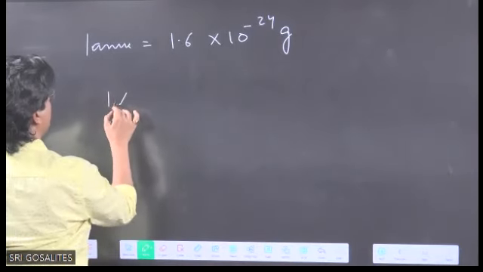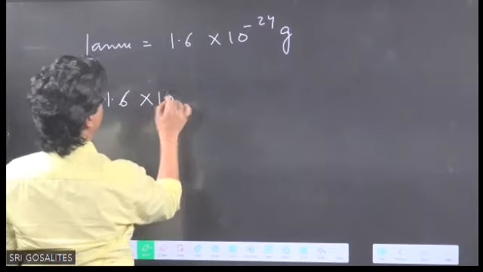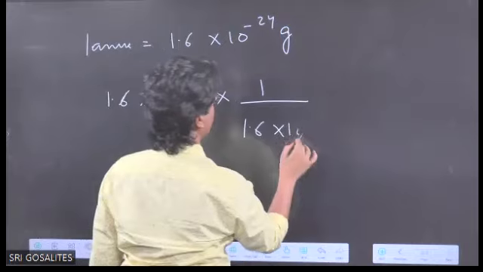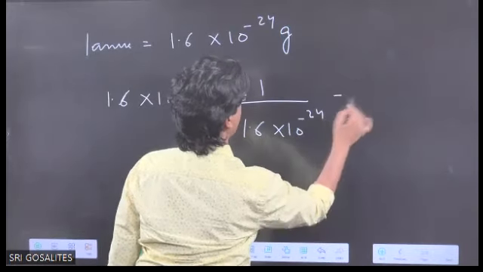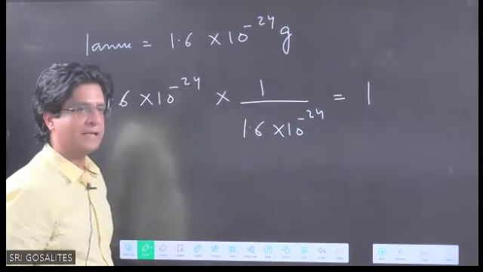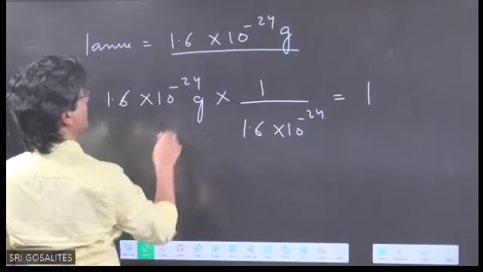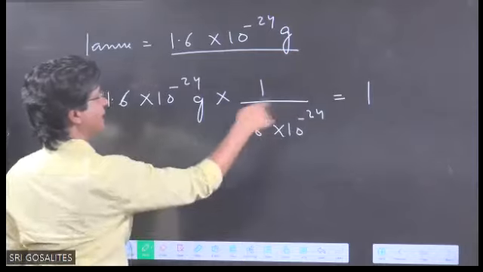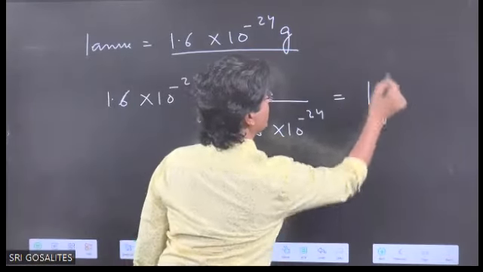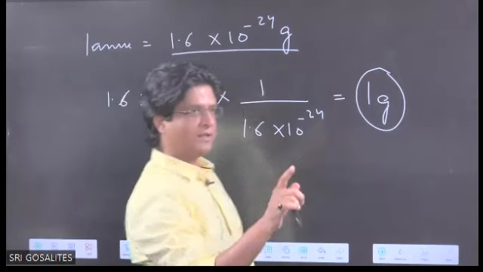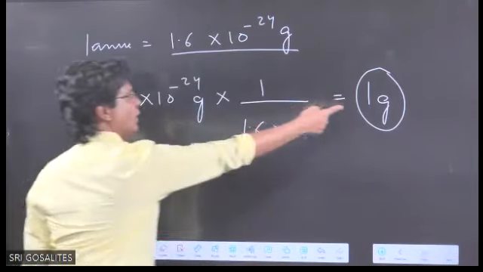But if I multiply 1.6 into 10 to the power of minus 24 by 1 upon 1.6 into 10 to the power of minus 24, I'll get what? 1. Remember that or not? Yes, very good. But since this is gram, if I write gram over there, this and this will cancel, being reciprocals, and I'll get 1 gram. The purpose was that the ID of an element should not change. So for that, we require something which will give me 1 over there.